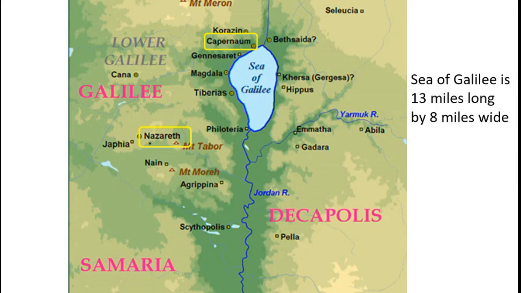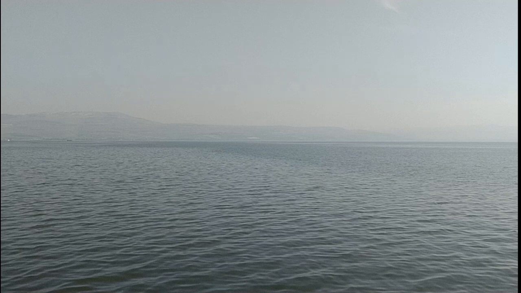But anyway, Nazareth down here, Capernaum up here, which we'll talk about later. The Sea of Galilee is 13 miles long by 8 miles wide. And so very large, not as big as Mille Lacs, but still very large. It's comparable to Mille Lacs. Mille Lacs, I think, is like 20 miles long or something like that. Not much bigger than that. But you can see across the Sea of Galilee from every point of the shore as long as it's a clear day.